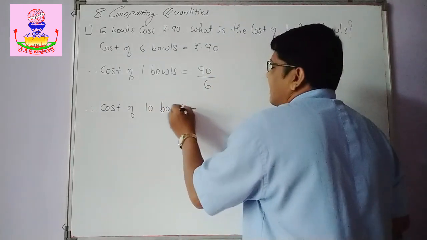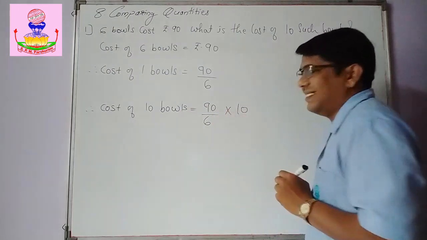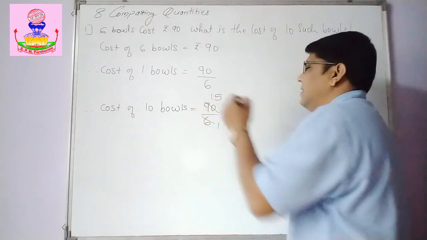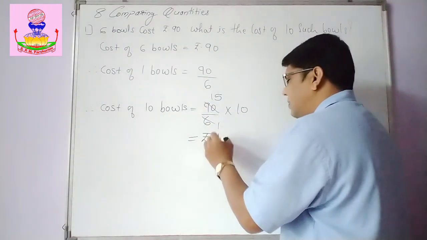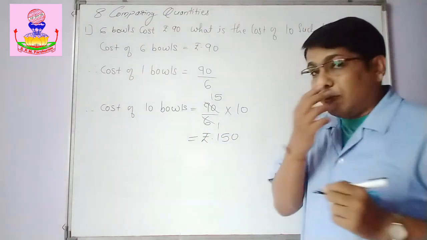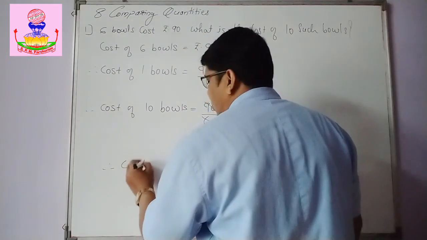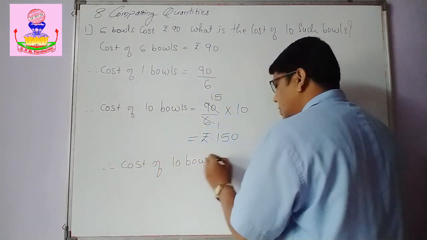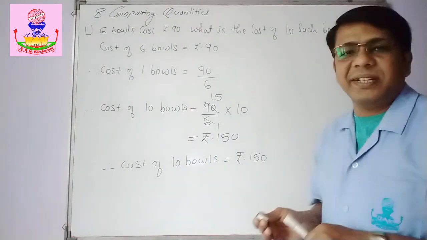Now I want to find the cost of 10 bowls. That means 90 upon 6 into 10. So 6 ones are 6, 6 15s are 90, and 15 10s are 150. What answer did you get? Same answer, that is rupees 150. So the cost of 10 bowls is equal to rupees 150.